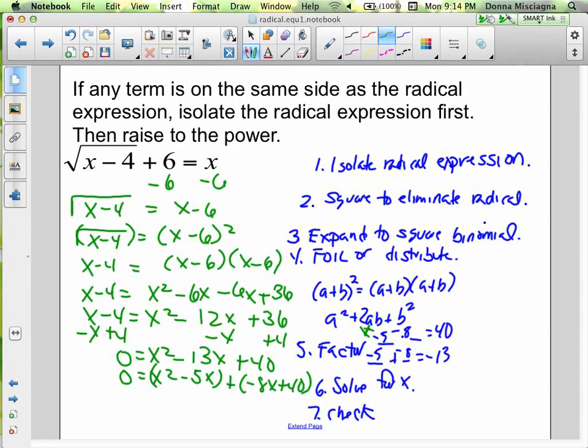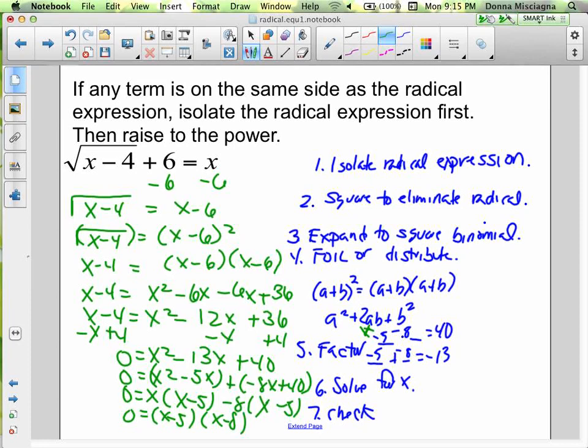Factor out our greatest common factor. So from x squared and negative 5x, we can factor out an x. Divide both of those by x. We have x minus 5. Greatest common factor for negative 8x and 40 would be negative 8. And so negative 8x divided by negative 8 is a positive x. And 40 divided by negative 8 is negative 5. So that repeating x minus 5 is one factor. And then what we factored out, x minus 8 is the other.